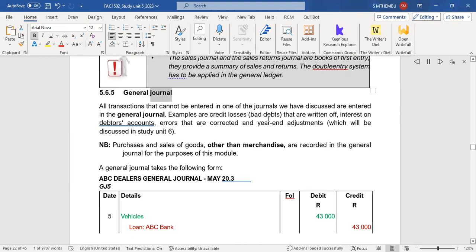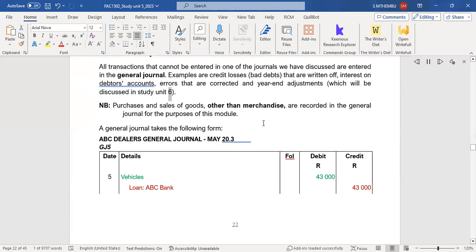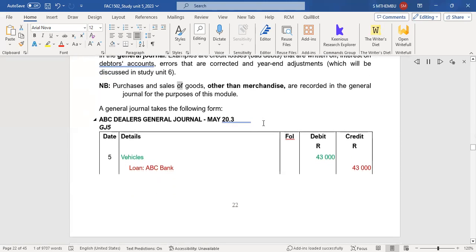5.6.5 General Journal. All transactions that cannot be entered in one of the journals we have discussed are entered in the General Journal. Examples are credit losses, bad debts that are written off, interest on debtors' accounts, errors that are corrected, and year-end adjustments, which will be discussed in Study Unit 6. NB. Purchases and sales of goods, other than merchandise, are recorded in the General Journal for the purposes of this module. A general journal takes the following form.